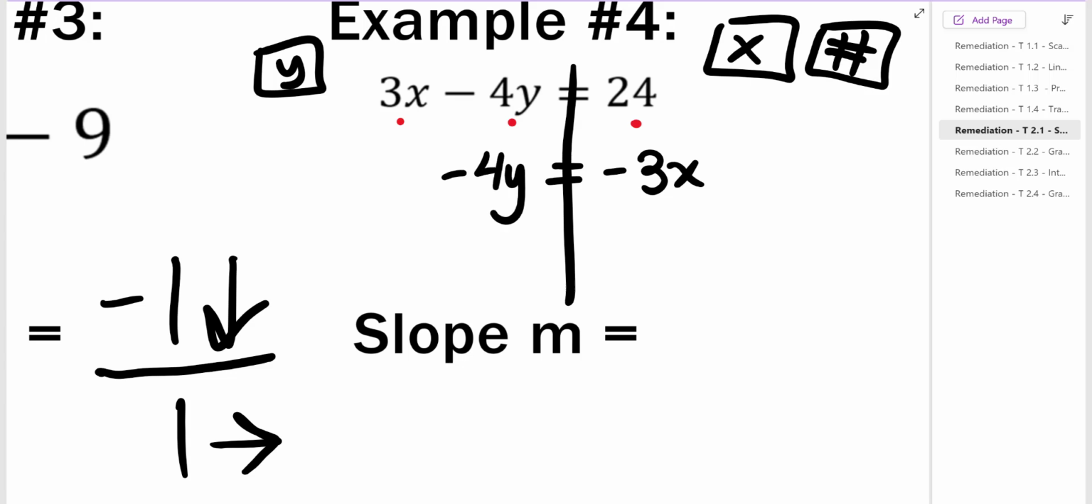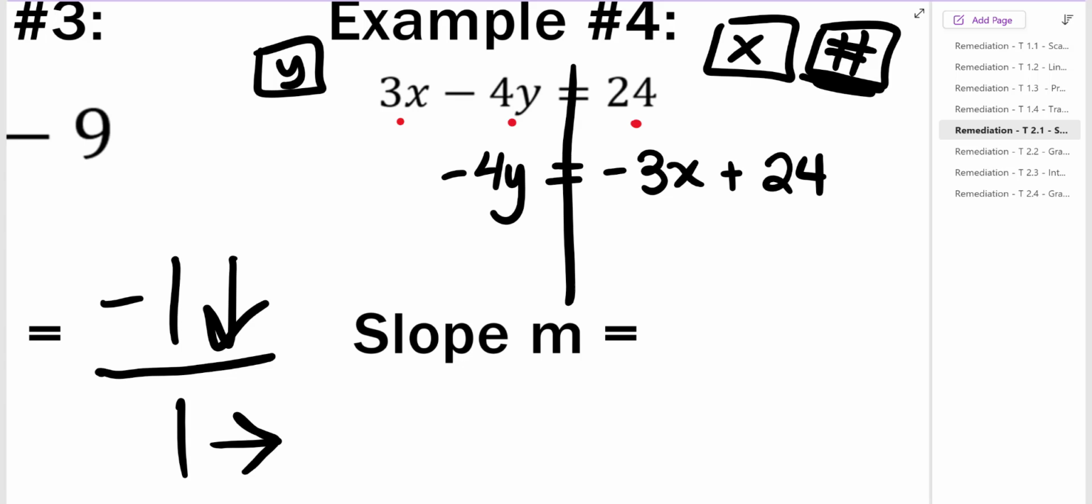Negativo 4y tiene una y, so está bien este lado, tú puedes copiar abajo. The last group, 24, is a number, so it's good. Copy below, and it's positive. So 24 es un número, so está bien en este lado, so tú puedes copiar abajo.